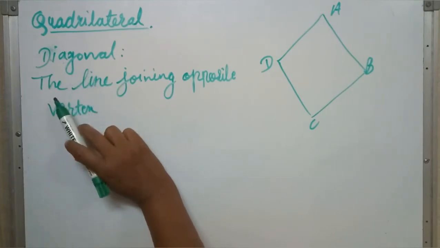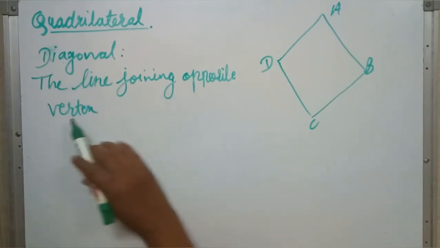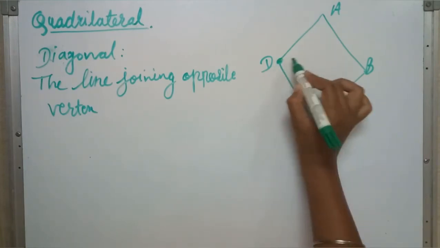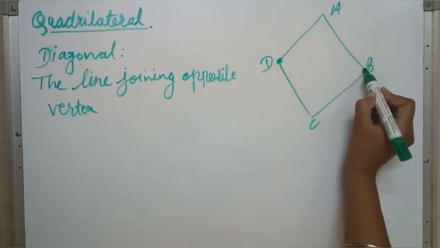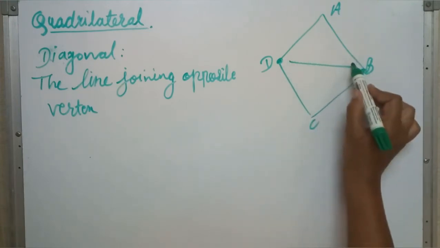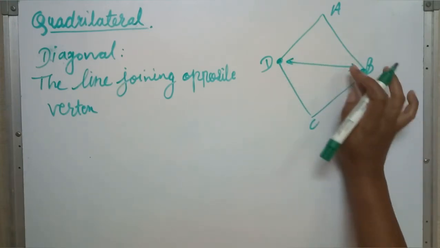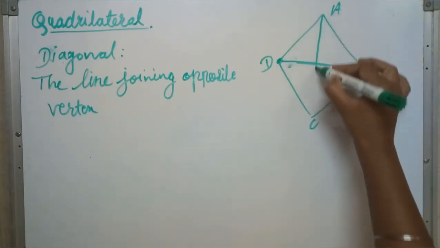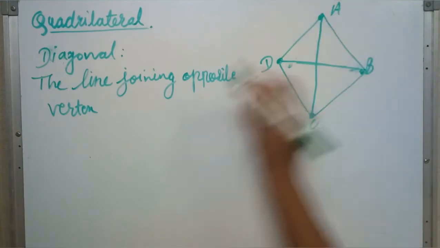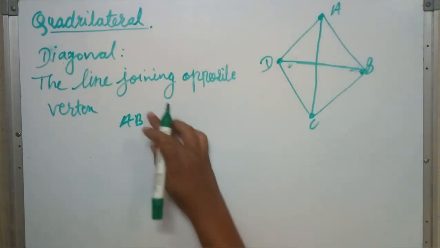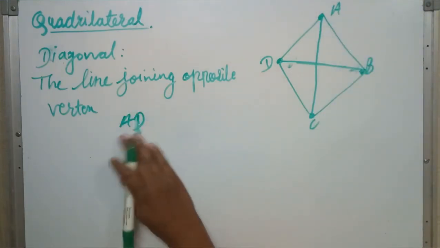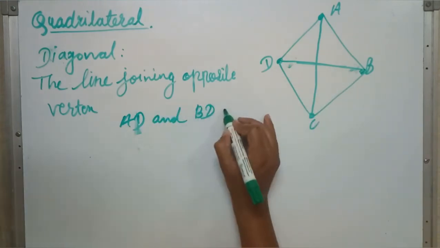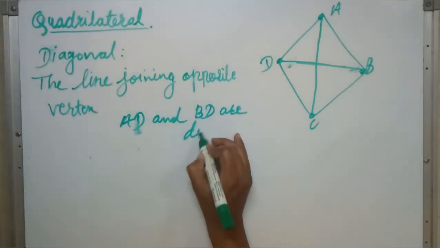Diagonal is the line joining opposite vertices. Opposite vertex means D is a vertex and B is also a vertex, and you can see both are opposite to each other. The line which joins opposite vertices is called the diagonal. Means here AD and BD are diagonals.